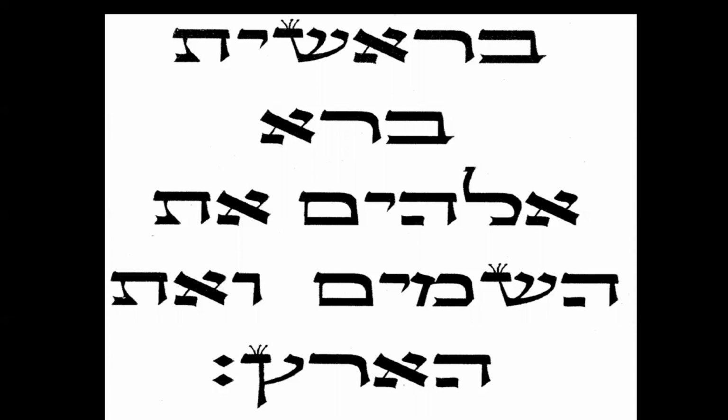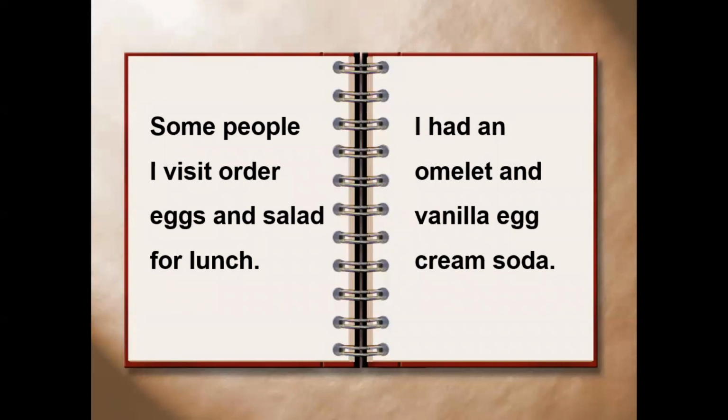What's your order? So I tell her, well, some people I visit order eggs and salad for lunch. Me, I had an omelet and a vanilla egg cream soda. This is a little letter that I wrote to my wife. Looks like a harmless little text, yes? Let me show you what is hidden within the text of this letter.